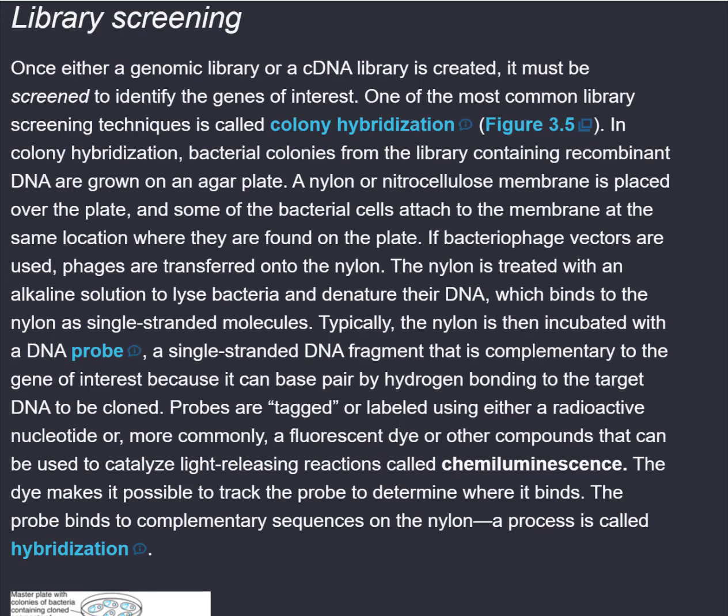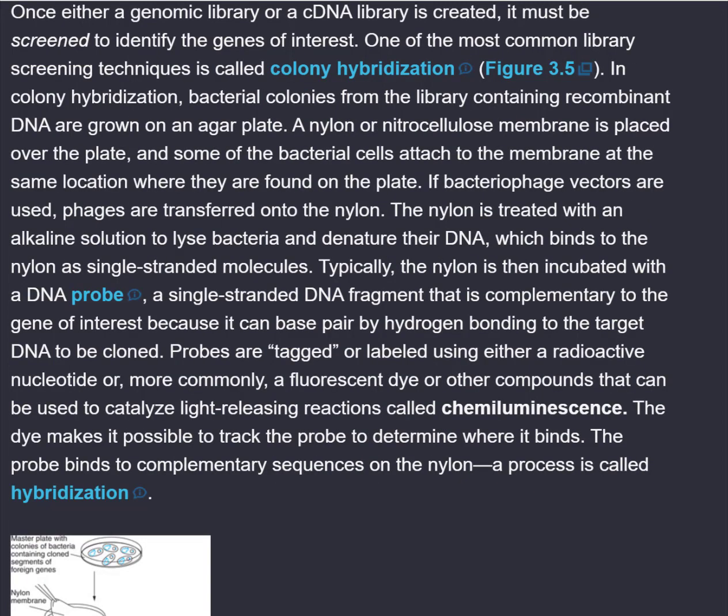Library screening. Once either a genomic library or a cDNA library is created, it must be screened to identify the genes of interest. One of the most common library screening techniques is called colony hybridization, figure 3.5. In colony hybridization, bacterial colonies from the library containing recombinant DNA are grown on an agar plate. A nylon or nitrocellulose membrane is placed over the plate, and some of the bacterial cells attach to the membrane at the same location where they are found on the plate.